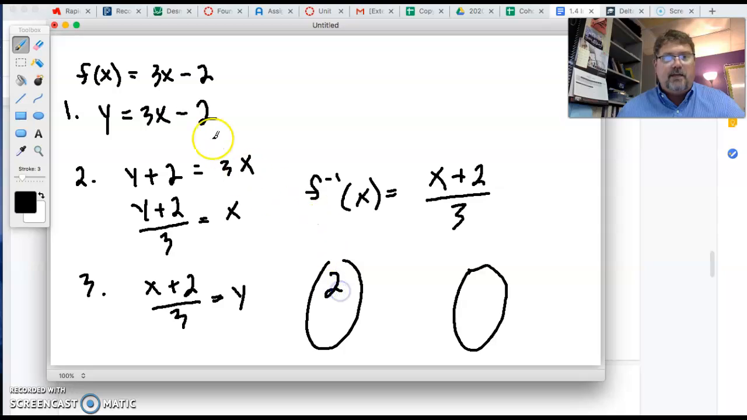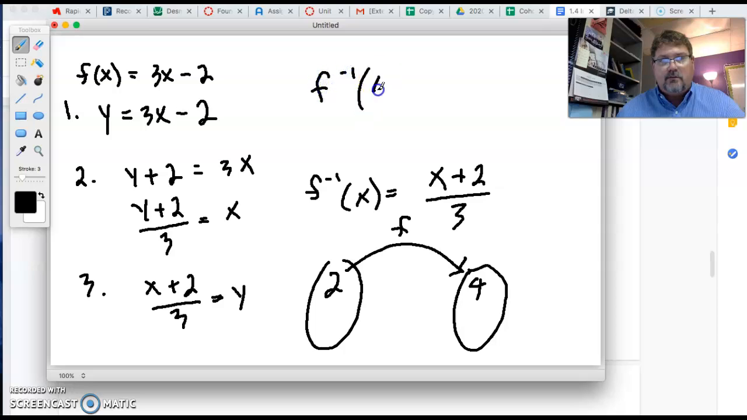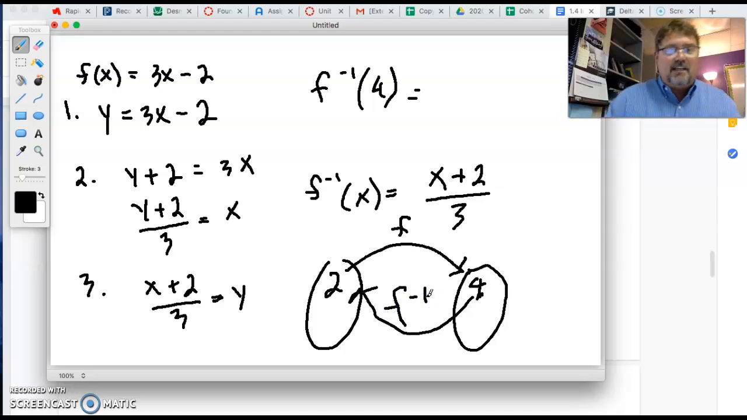So if I put 2 into f, that gives me 6 minus 2. That gives me a 4. Right? Everybody agree with that? So f sent 2 to 4. We'll see if f inverse sends it back. We're putting 4 into f inverse. So f inverse of 4 better give me 2. All right? 4 plus 2 is 6 over 3. It does send it back. So we would say that's a check mark on that one. Okay? That's how you find an inverse.